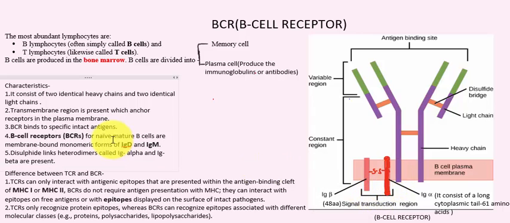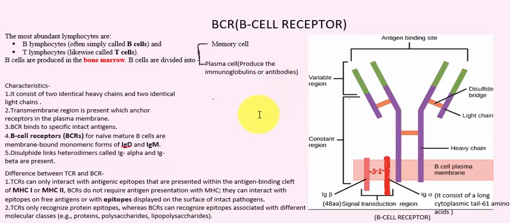So what are the differences between TCR and the BCR? TCR can only interact with antigenic epitopes that are represented within the antigen-binding cleft of MHC I or MHC II. But in case of BCR, they do not require antigen presentation with MHC. They can interact with epitopes on free antigens or with epitopes displayed on the surface of intact pathogens. The next point is TCRs only recognize protein epitopes, whereas BCR can recognize epitopes associated with different molecular masses, for example, the proteins, the polysaccharide and the lipopolysaccharide which is present in the gram-negative bacteria.